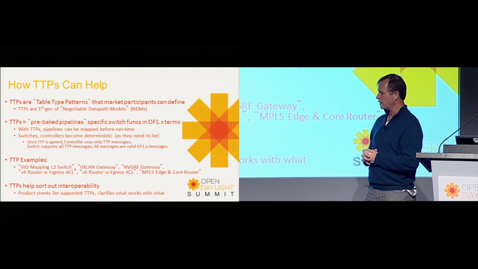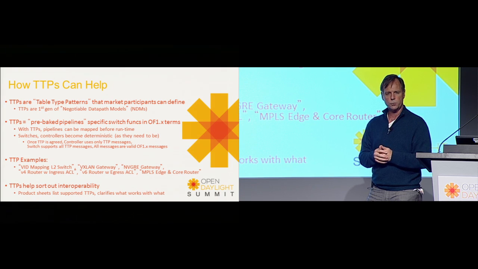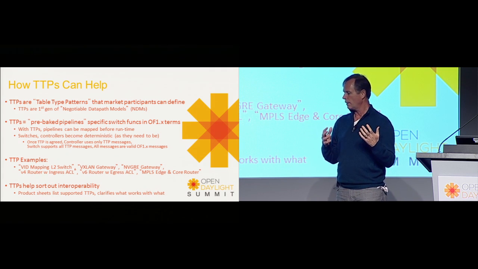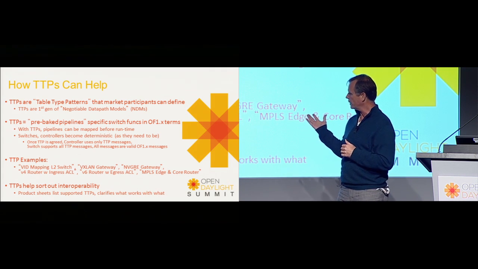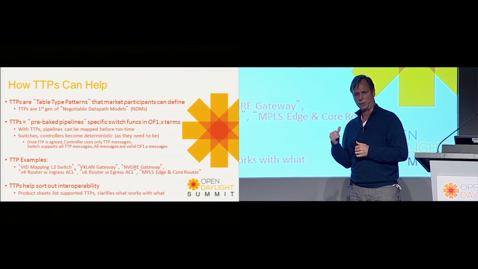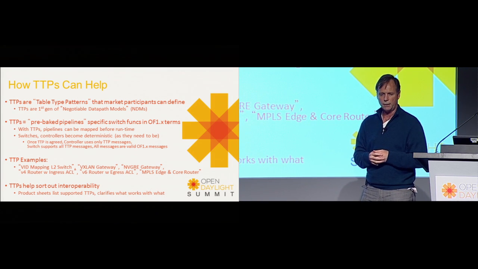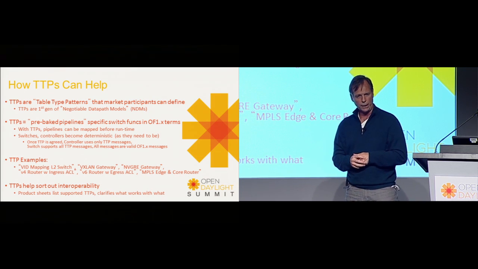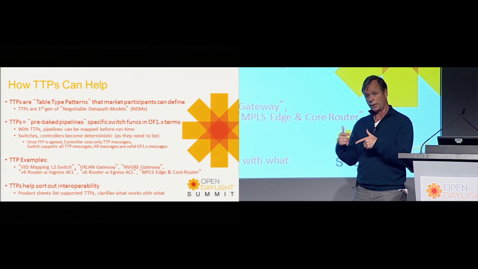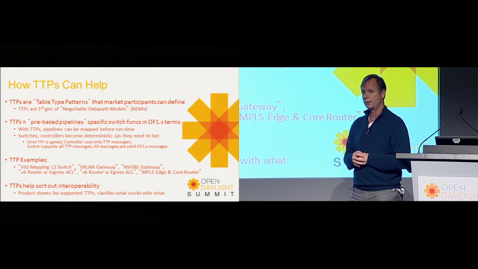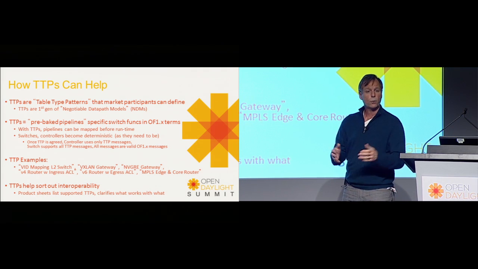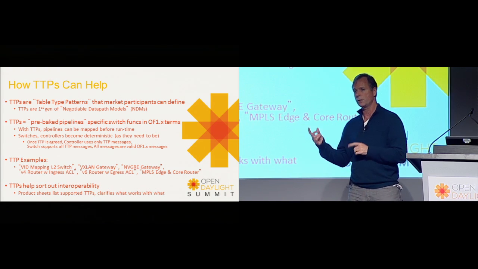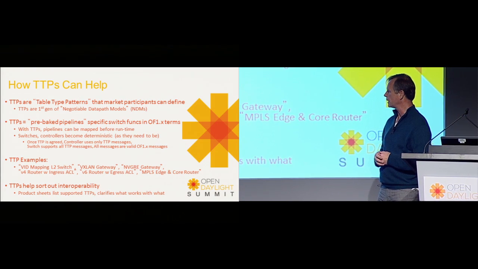Okay, so as I mentioned, a TTP is a sort of a switch model, or it's a pipeline with specific instructions. That's what I keep referring to it as. And here are some examples that we've got listed here. You could come up with your own examples. So for example, a VLAN ID mapper mapping L2 switch, or a VXLAN gateway, NVGRE gateway, or potentially a VXLAN NVGRE bridge. A V4 router with ingress ACLs, or a V6 router with egress ACLs, or some combination of those. Each of those could be different TTPs.